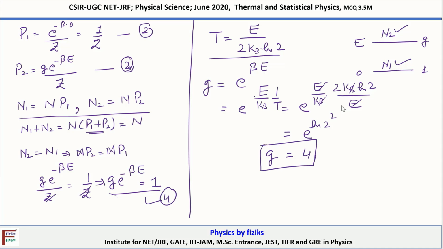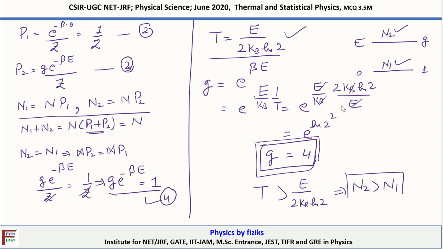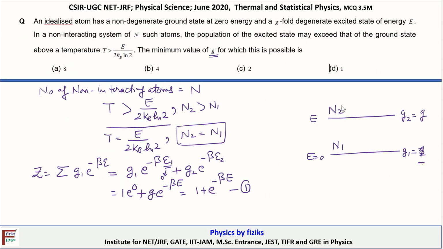So when the temperature is equal to this expression, the minimum value of G required to fulfill that condition is G equal to 4. And when T exceeds E upon 2 kB ln2, that is, when T is larger than this, it will result in N2 greater than N1. Only for T equal to this expression will we get N1 equal to N2. Therefore our right answer is B, G is equal to 4.